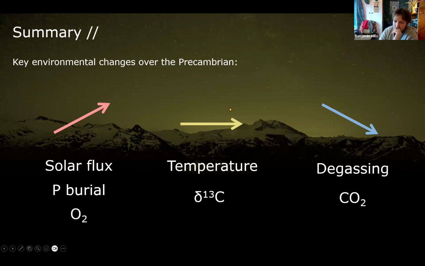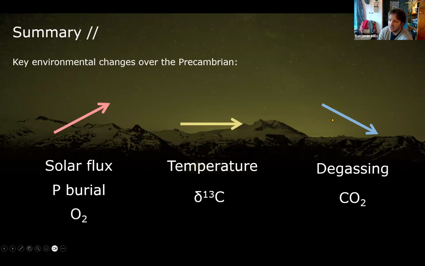Meanwhile, the global average surface temperature has not had a general trend. It hasn't really gone up or down. It seems to have oscillated around potentially similar values. This is the same for delta 13C. There's no clear trend up or down. It appears to have oscillated around similar values, largely around 0 for carbonate 13C.